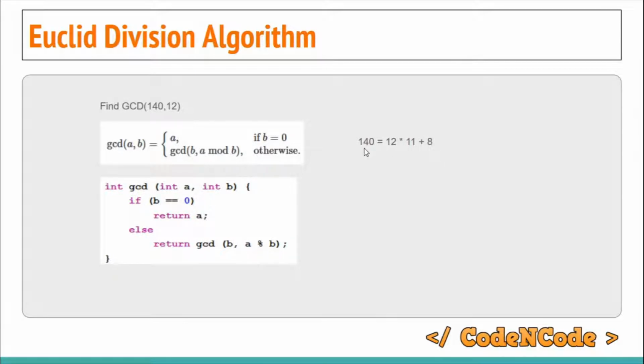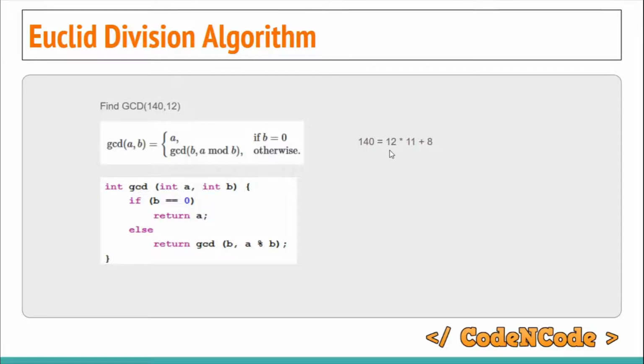So first, what we do, we write the bigger number on the left hand side and the smaller number on the right hand side, and apply Euclid division lemma. If you apply Euclid division lemma, 140 can be written as 140 is equal to 12 into 11 plus 8. So this is the number, this was the divisor, and this is the remainder.